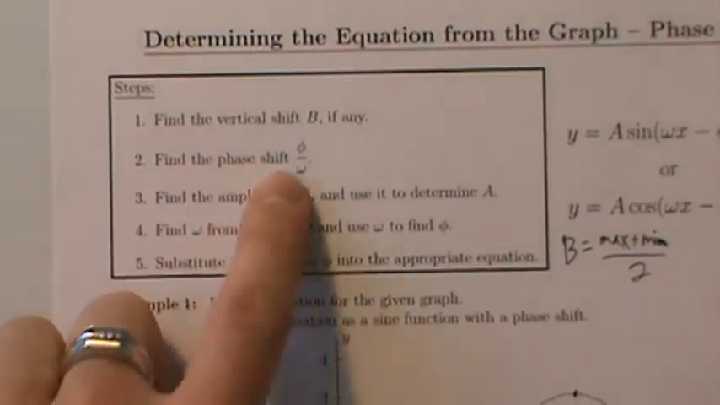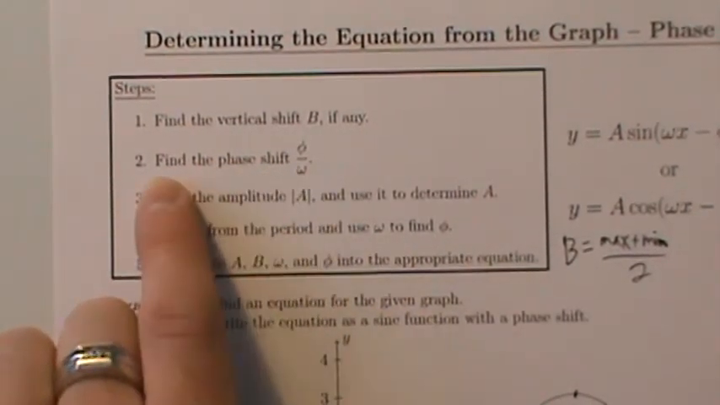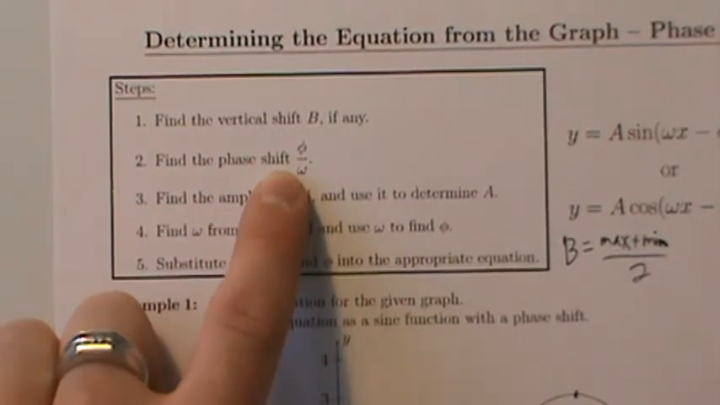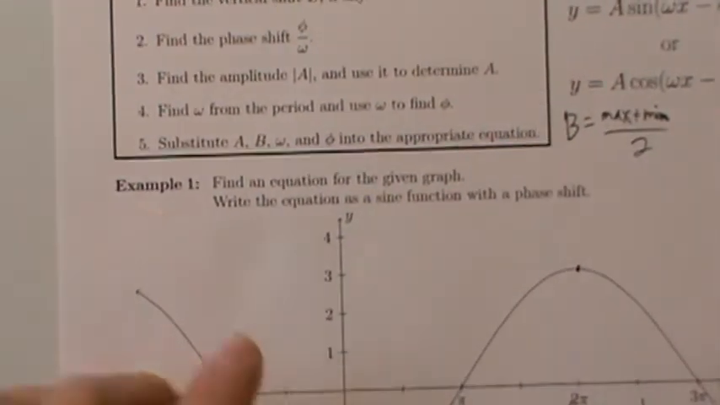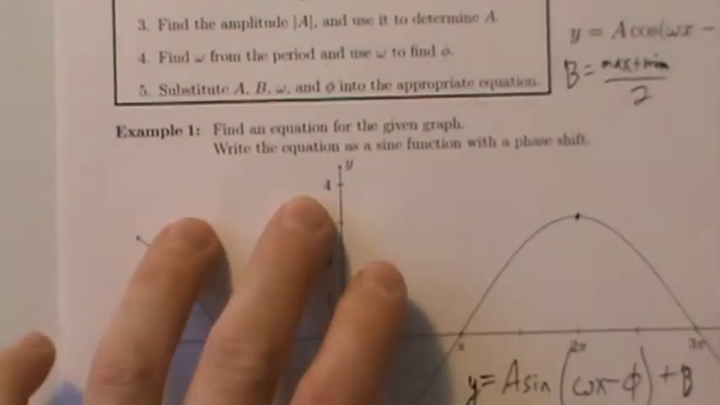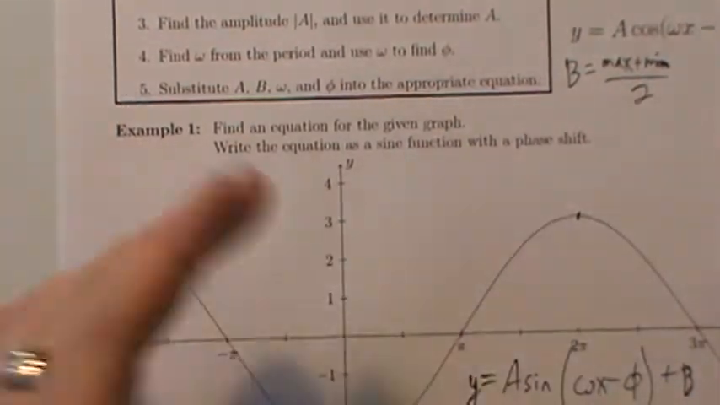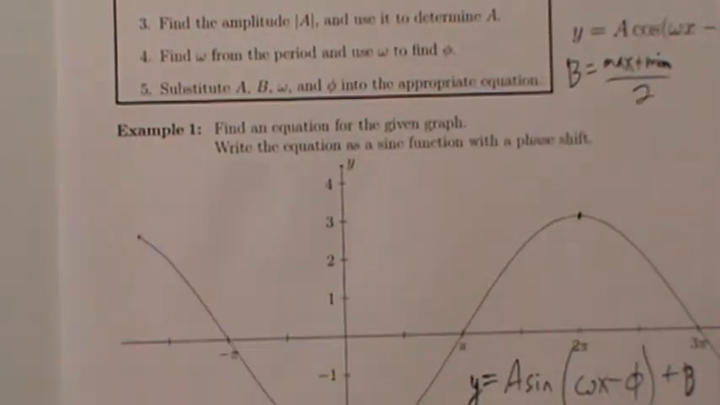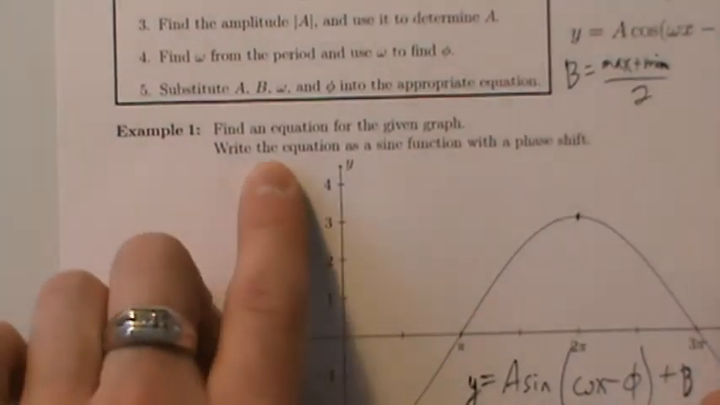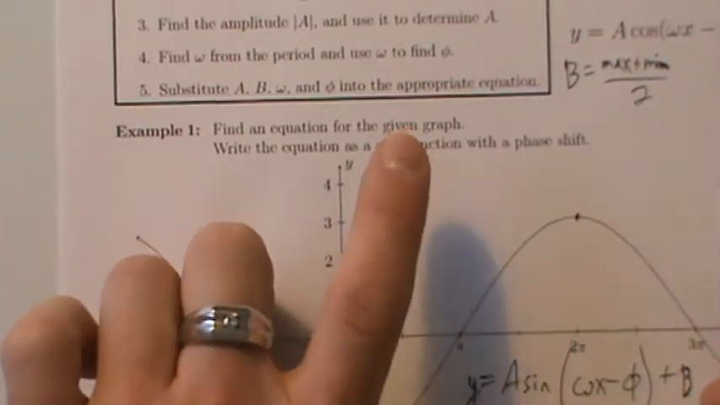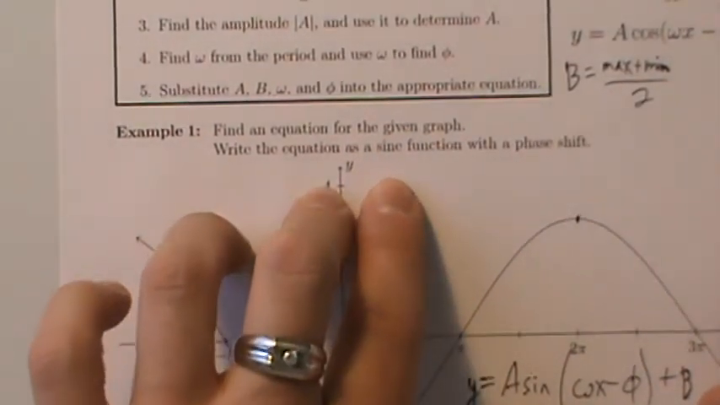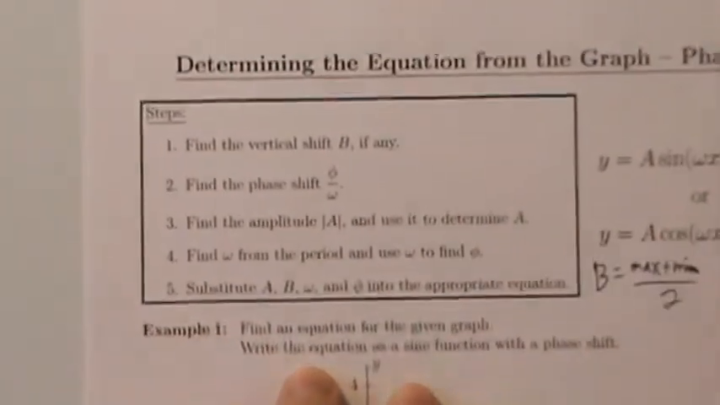Now for step 2, the way we do step 2, it depends on whether we have a sine or a cosine. Okay, so in example 1 we have a sine, so we're just going to talk about that. When we get to example 2 in the next video, that'll be a cosine. We'll talk about how to do that one there. But here we have a sine function, so we're going to write that the equation is going to be a sine function with a phase shift. So since we have a sine function, here's how we do the phase shift.